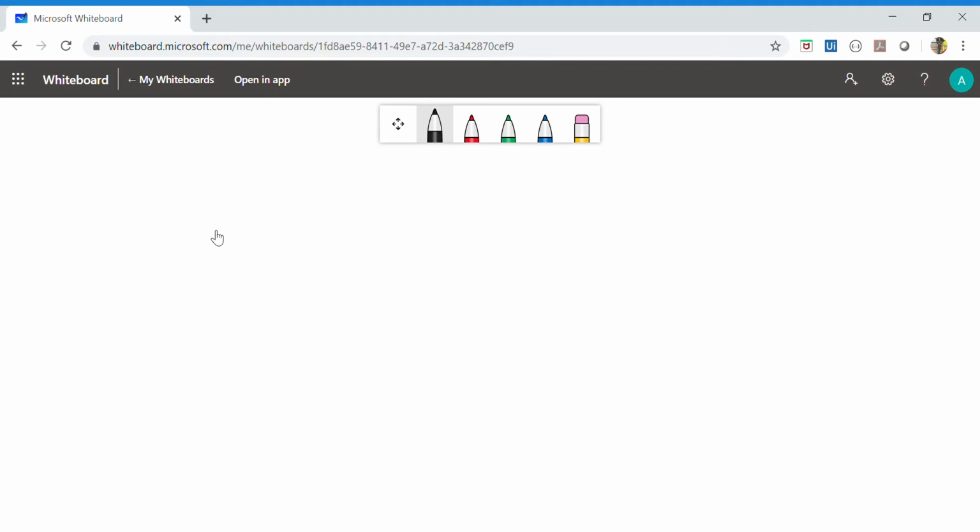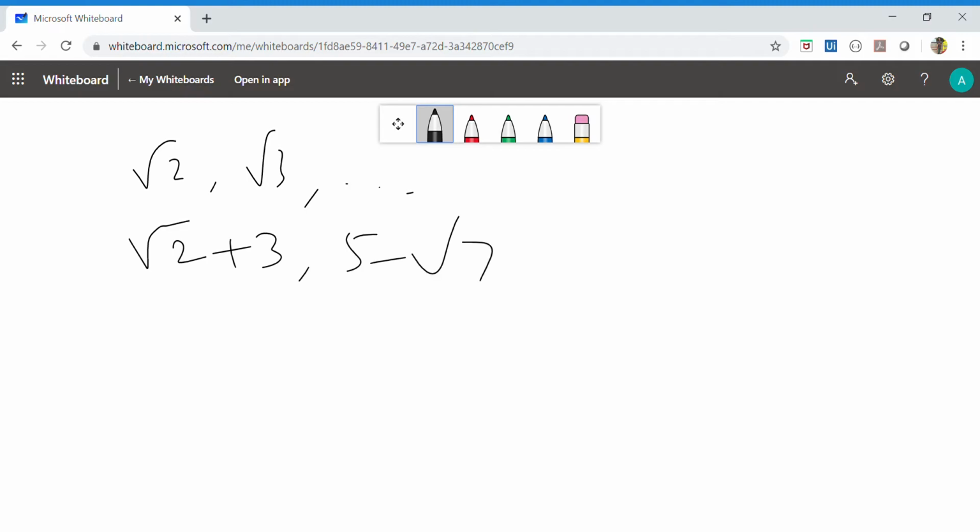In the irrational numbers, we know that root 2, root 3, root 5, root 7, etc. are irrational numbers. Like that only, 2 plus root 3 or 5 minus root 7, etc. are irrational numbers. Or else, one more group is there: root 2 plus root 3, 2 root 5 minus root 7 root 3. Like this, these are also irrational numbers.